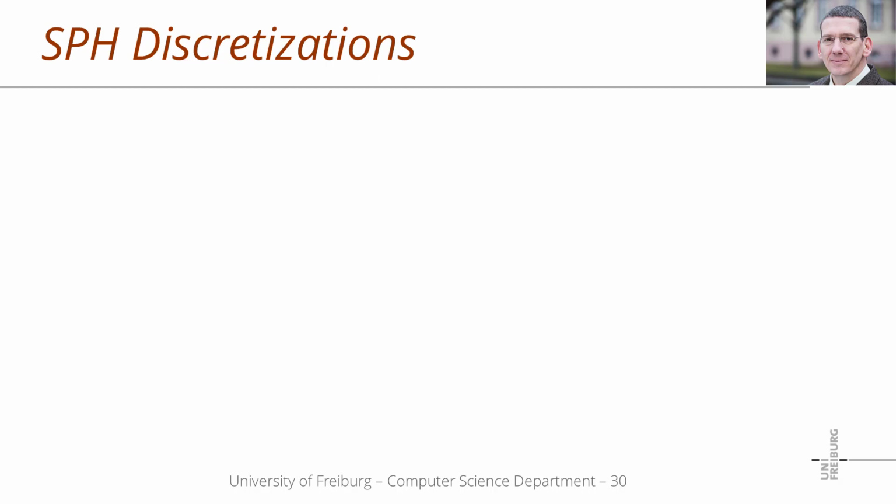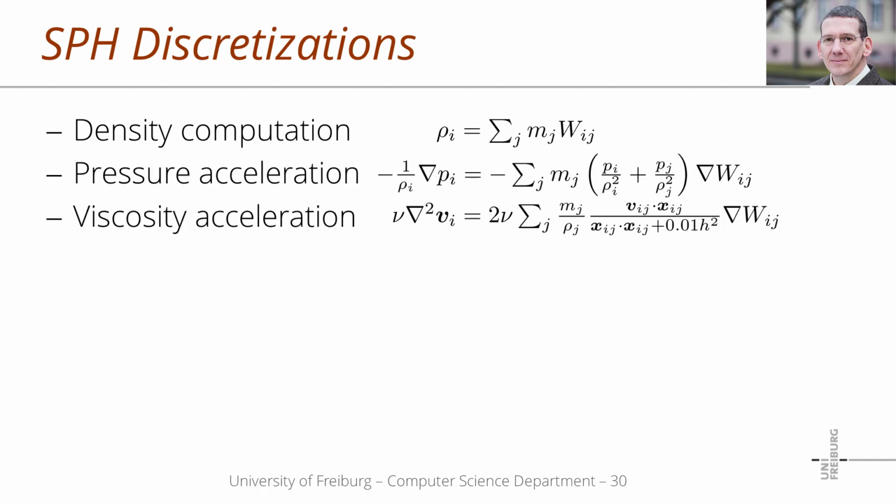In particle simulations, SPH can be used for two types of computations. First, SPH can be used to interpolate quantities at particles, as can be seen here in this example for the density computation. In order to approximate the density at a particle, we just compute a sum over adjacent samples. The second application is the computation of spatial derivatives that are required for force computations, as indicated here for the pressure and the viscosity acceleration.